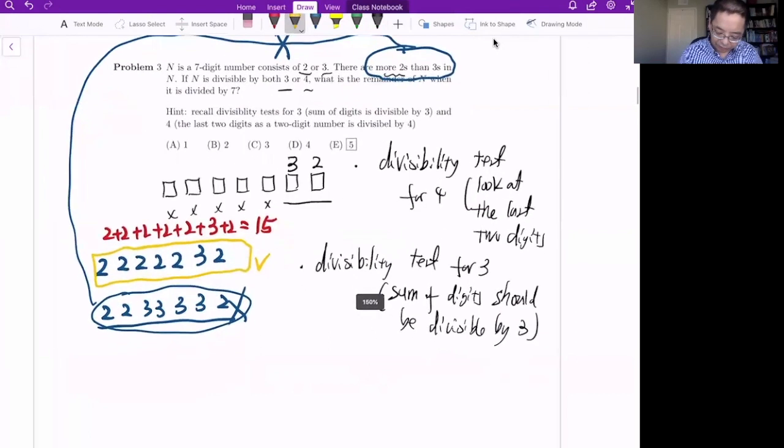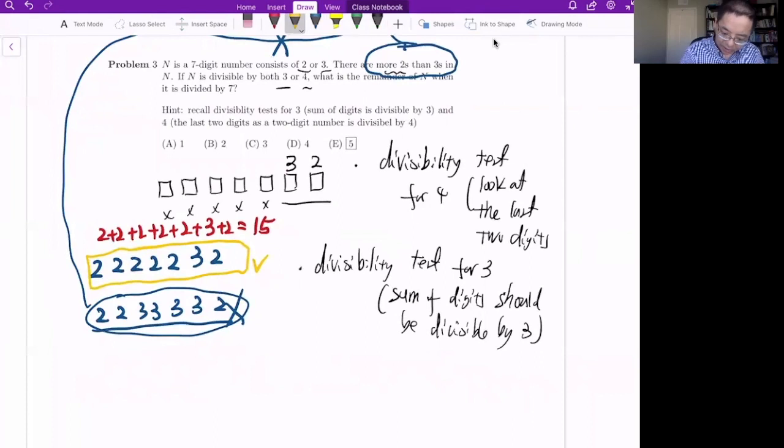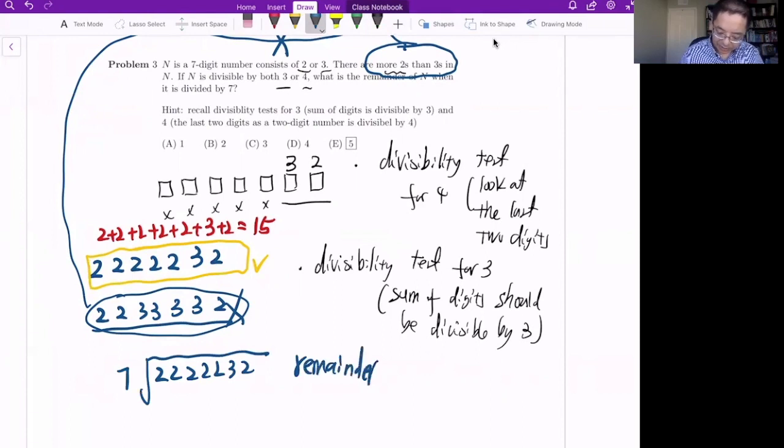Now you just need to figure out the remainder. We use this number, 2, 2, 2, 2, 2, 3, 2, and divide by 7 to figure out the remainder. It's very easy to figure out. The remainder is 5. So the key point is you need to figure out what the number is.